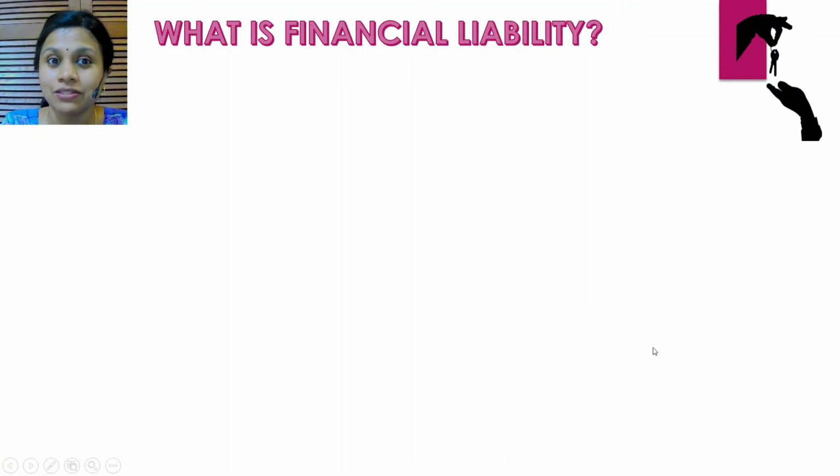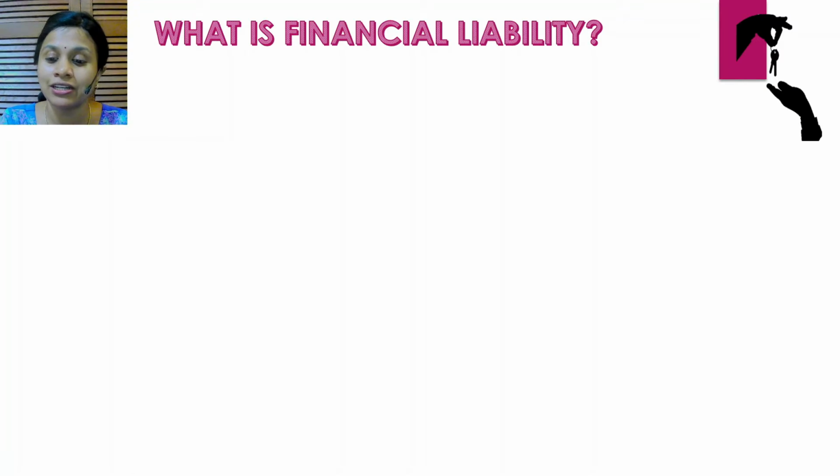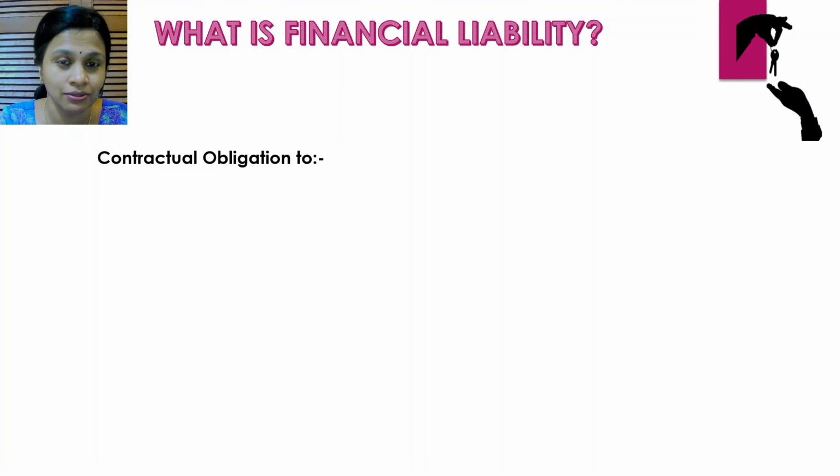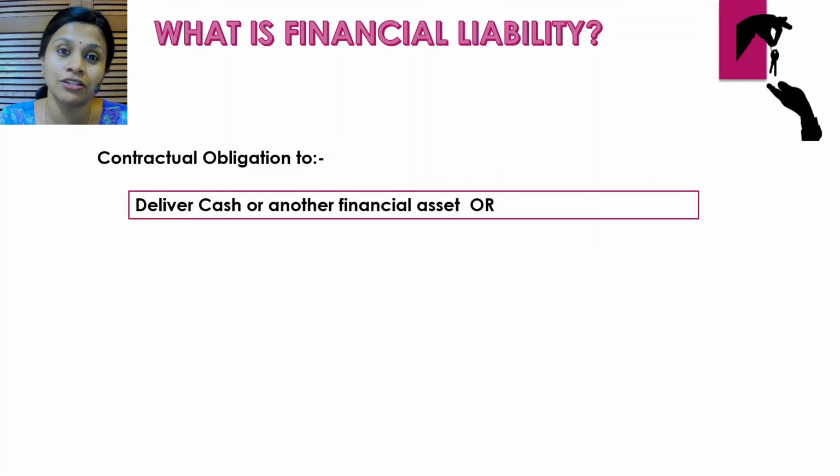So the first concept is, what is a financial liability? Now IFRS 9 has given a very elaborate list of what a financial liability includes, but we will be only focusing on those items that are relevant for this video. So a financial liability is a contractual obligation to, the first one is very intuitive, deliver cash or financial asset to another entity.